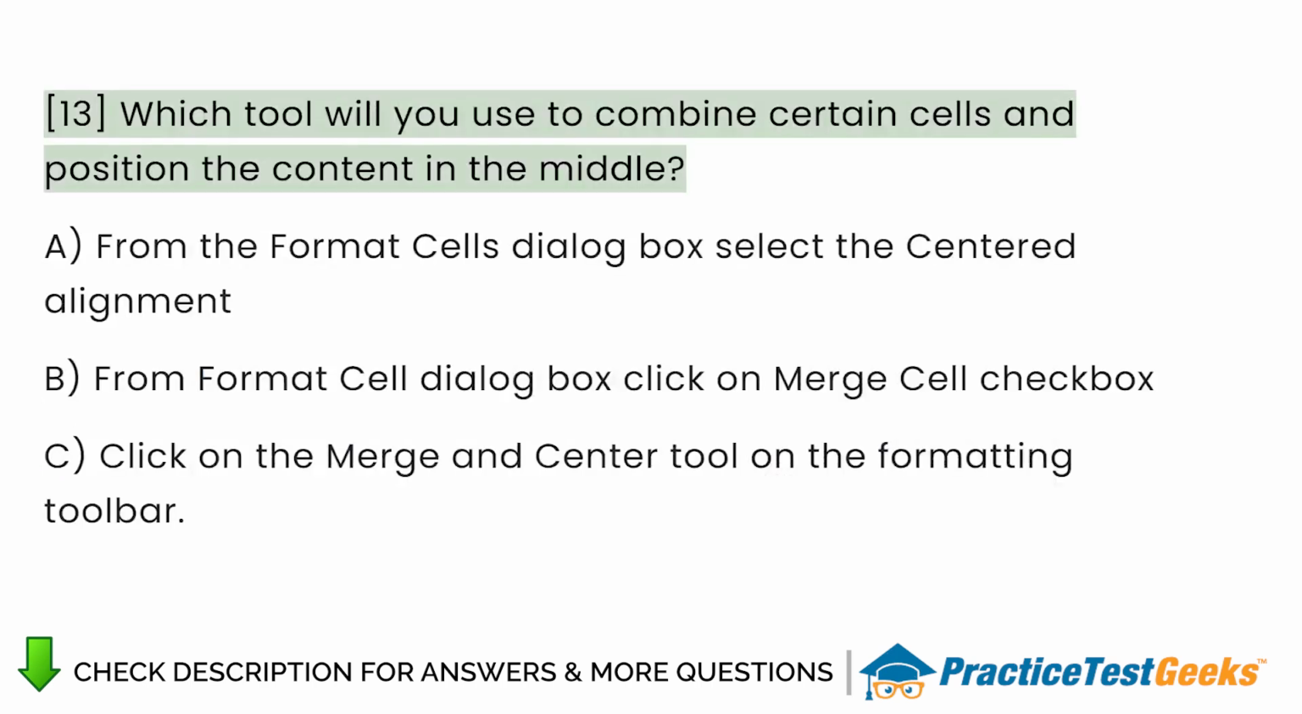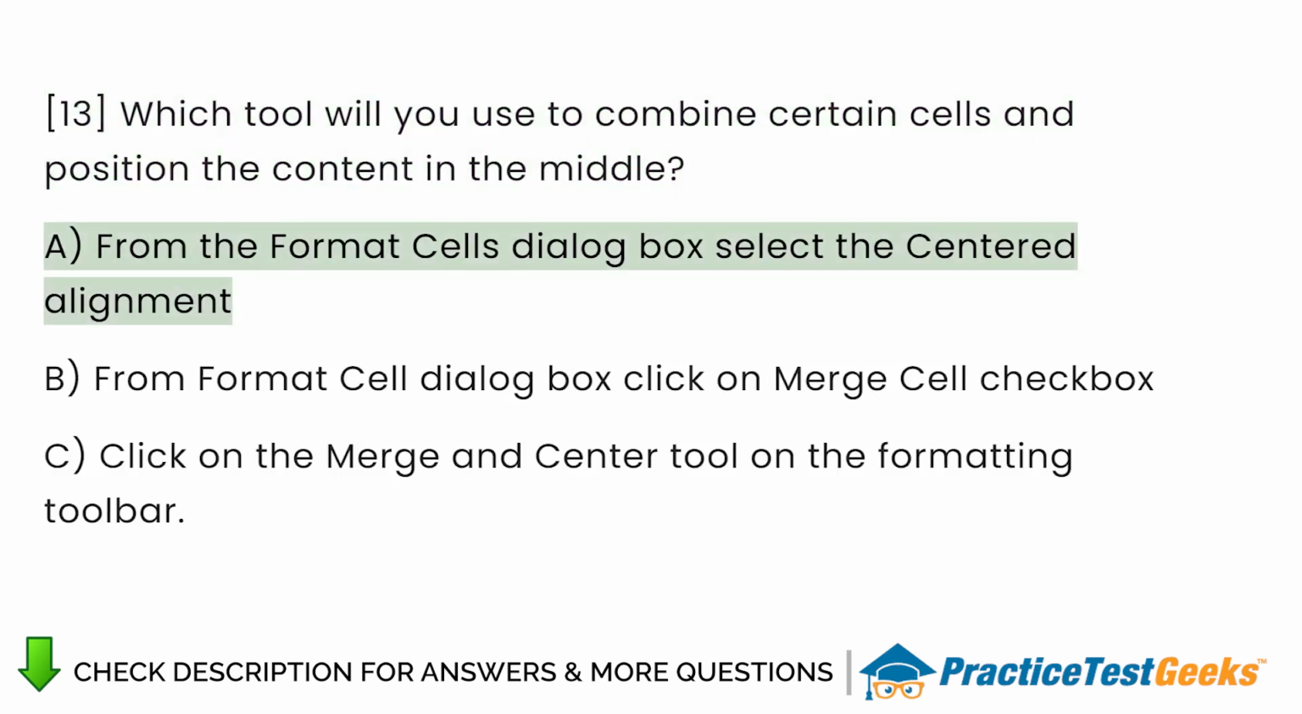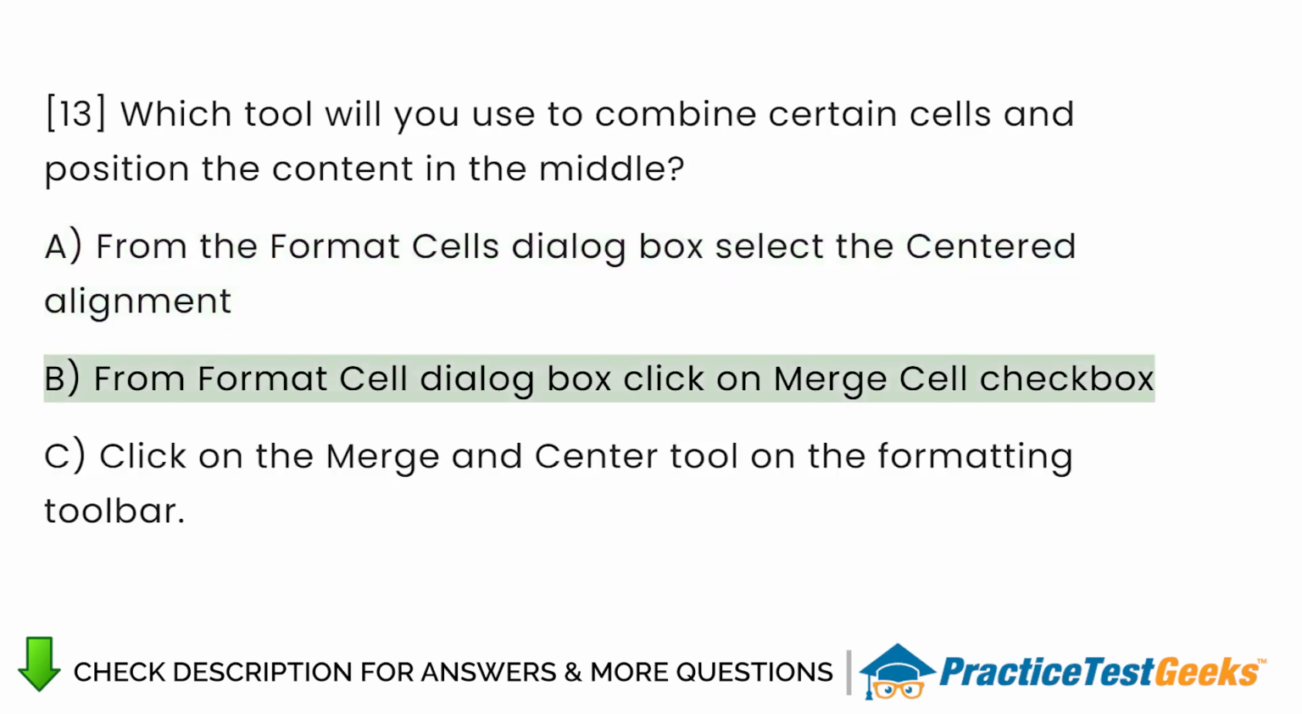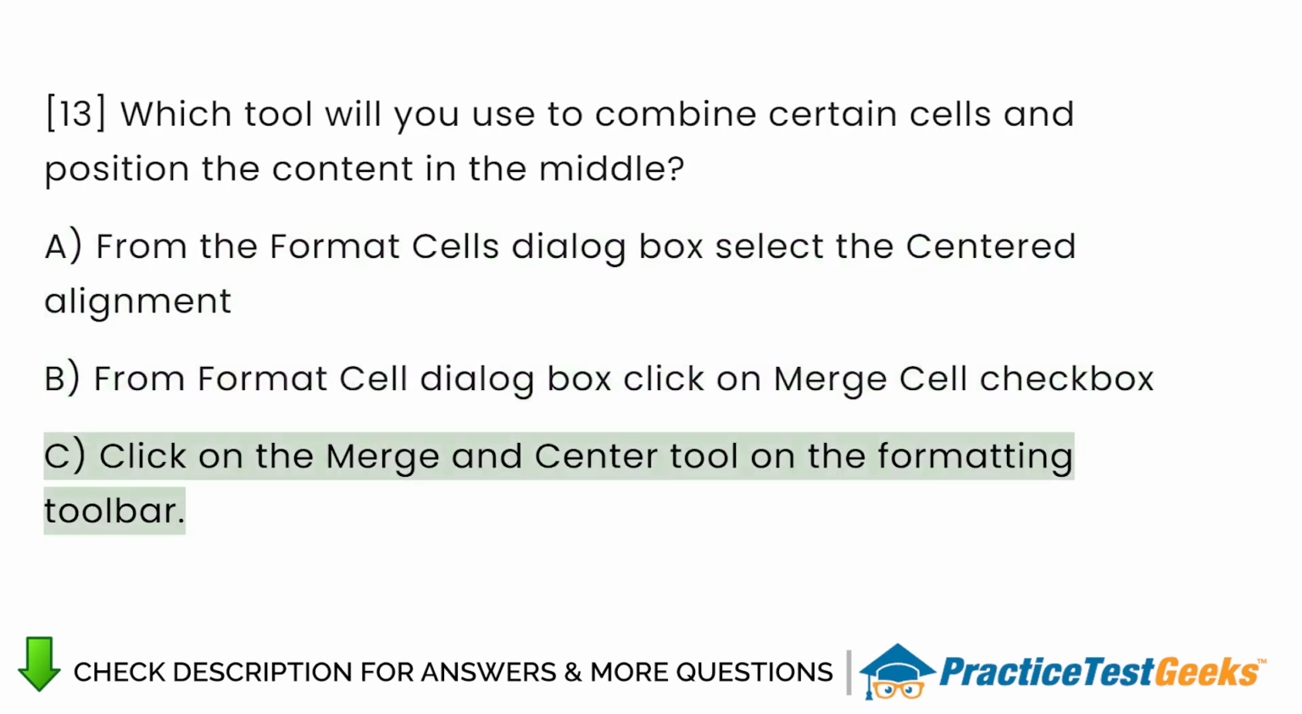Which tool will you use to combine certain cells and position the content in the middle? A. From the Format Cells dialog box, select the centered alignment. B. From Format Cells dialog box, click on Merge Cells checkbox. C. Click on the Merge and Center tool on the Formatting toolbar.